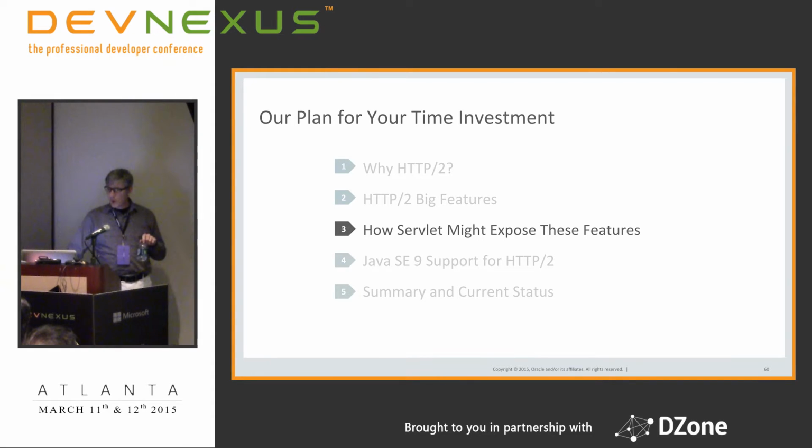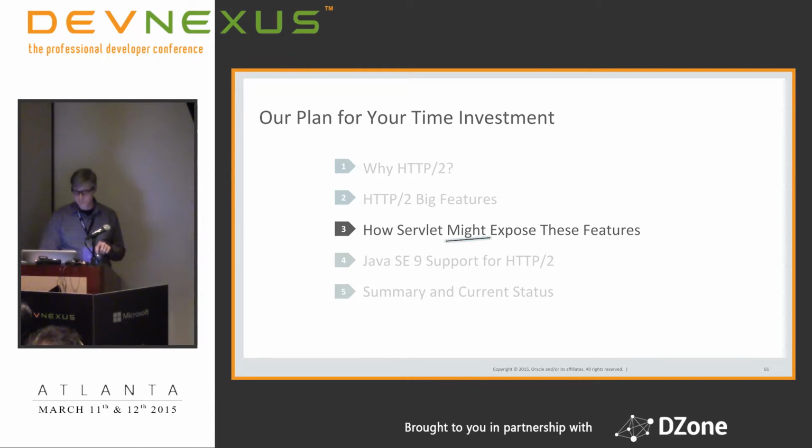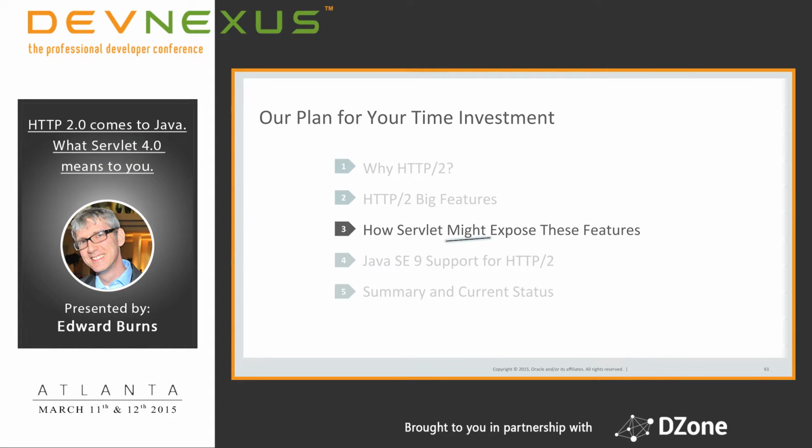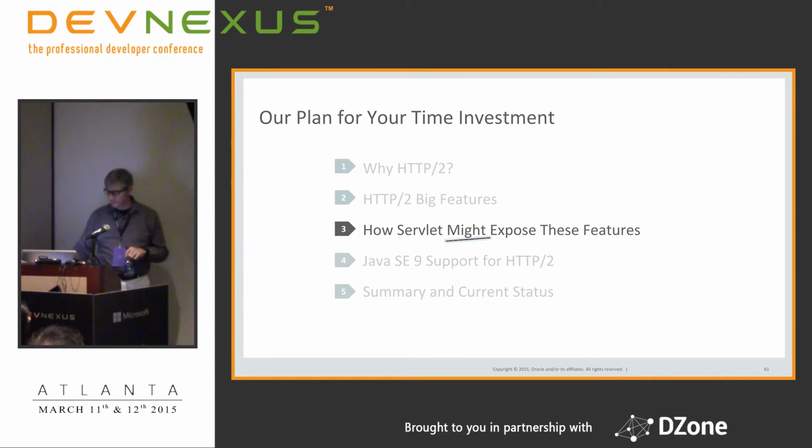So we've covered in quite some good depth what these features are. Let's now talk about how Servlet might expose these new features, right? And this is an interesting choice because there's a lot in HTTP2, as I've illustrated. The question is, what does it make sense to expose to the Servlet API layer?